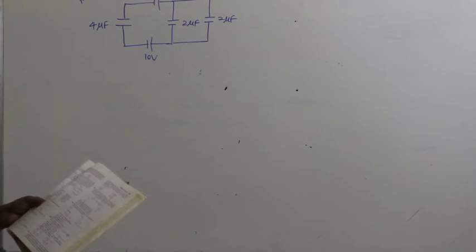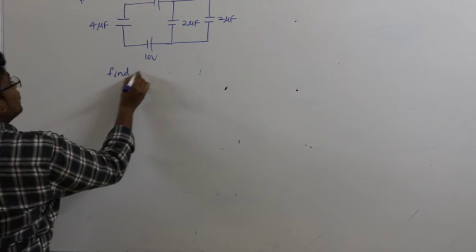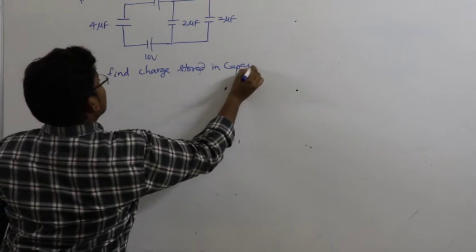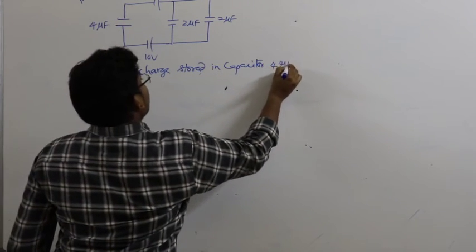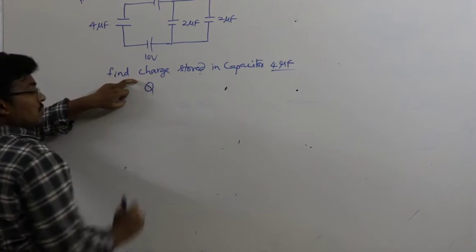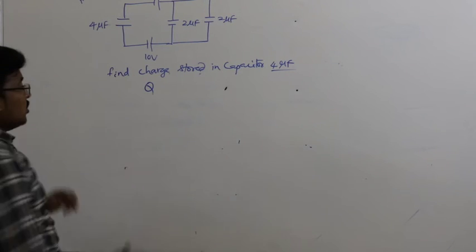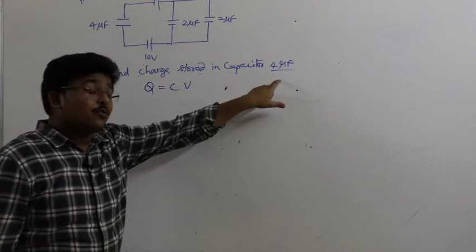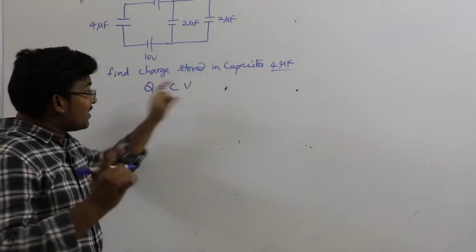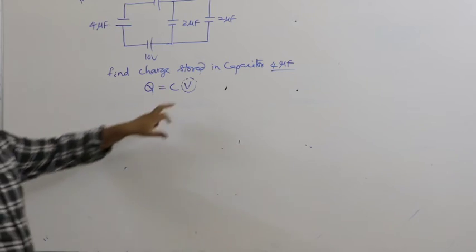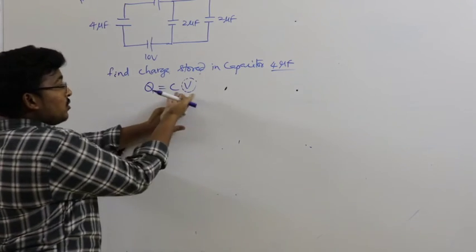Now the question is: find the charge stored in the capacitor of 4 microfarad. They are asking what is the charge stored. So charge means we require Q. Our Q formula is Q is equal to CV. What is the capacitance value? 4. So what we require here is the V value; then the question will be done. If you are able to find V, then the C value is already known, so the charge will come.